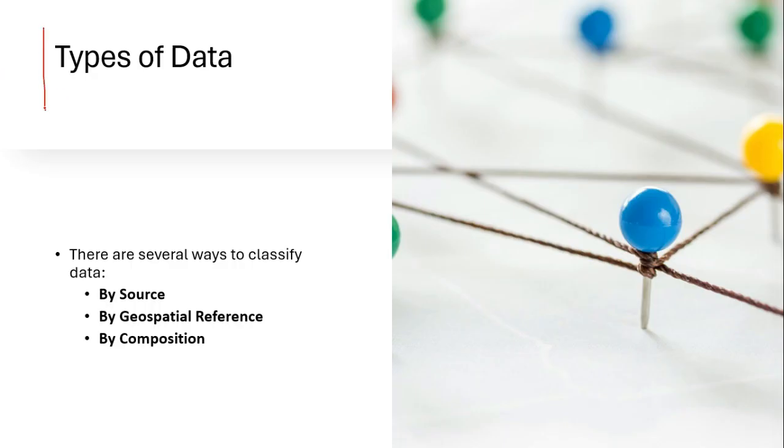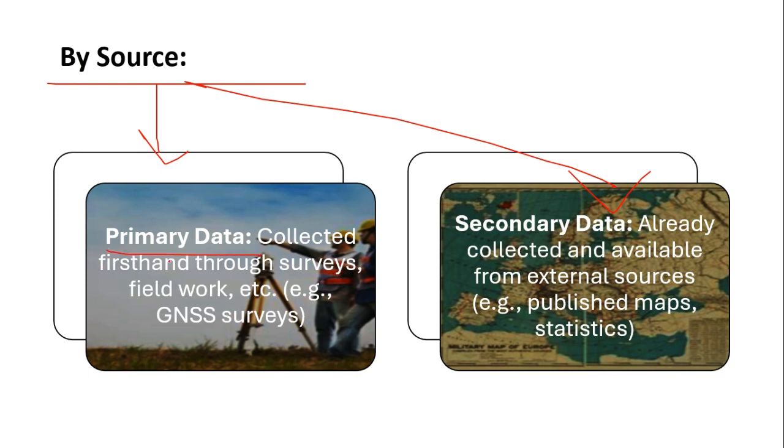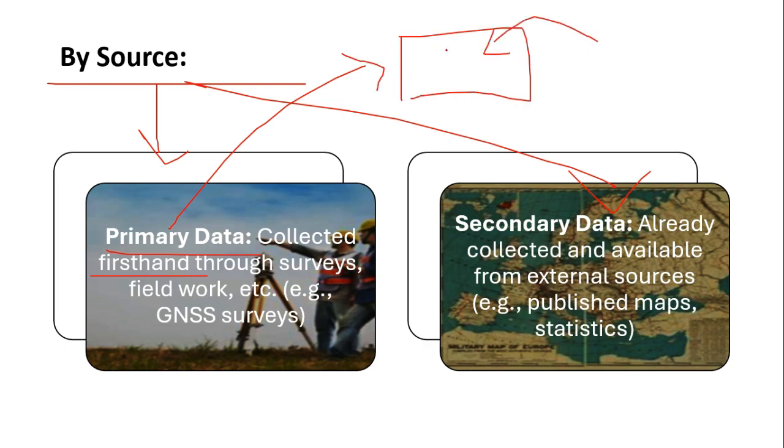Now we will know about the types of data. There are several ways to classify data, like by source, by geospatial reference, and by composition. By source there are two kinds of data, primary data and secondary data. Primary data is collected first hand through survey and field work, like surveyors going to the field using instruments to collect the data. That is known as primary data.